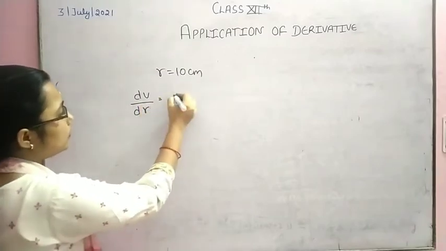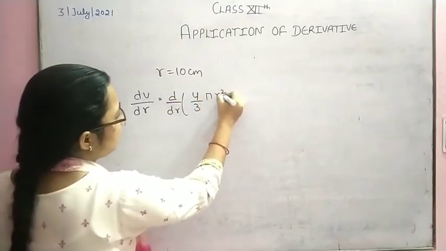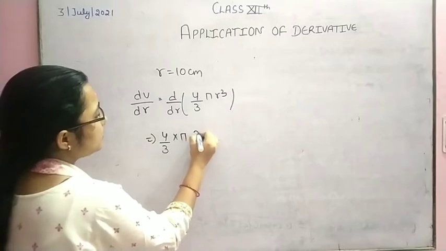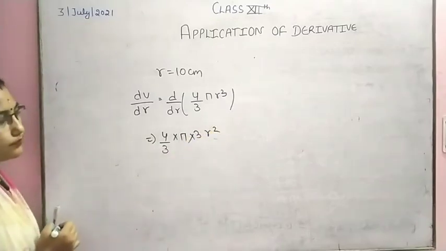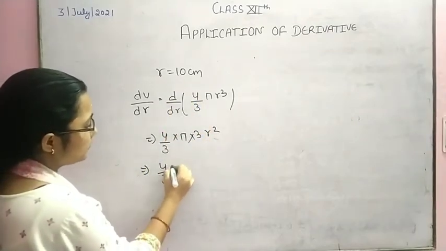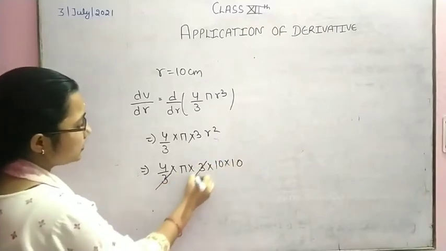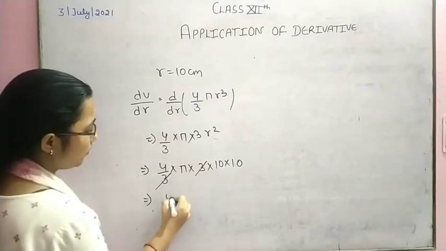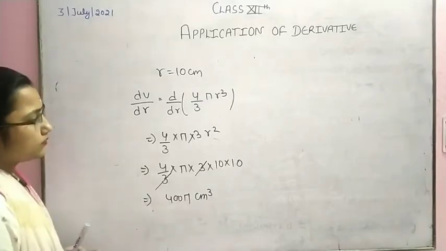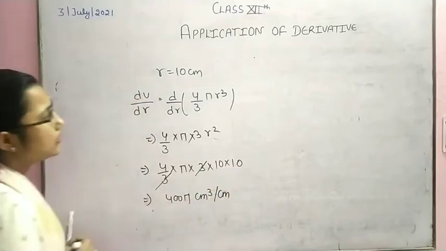It is a balloon, so the volume of the balloon is 4 by 3 pi r cube. Differentiate it, we get 4 by 3 pi 3 r square. Correct. Now put the value of r here. We get 4 by 3 pi r square. Now 3 and 3 will be cancelled out. We get 400 pi centimeter cube. It is the rate of change with respect to radius, so just write centimeter cube per centimeter.